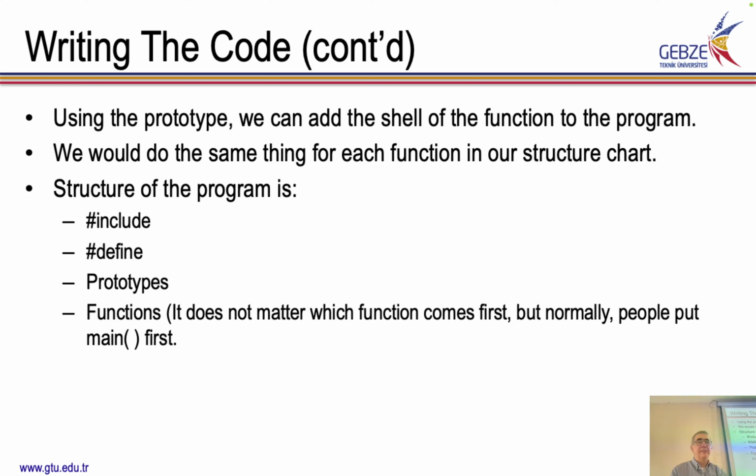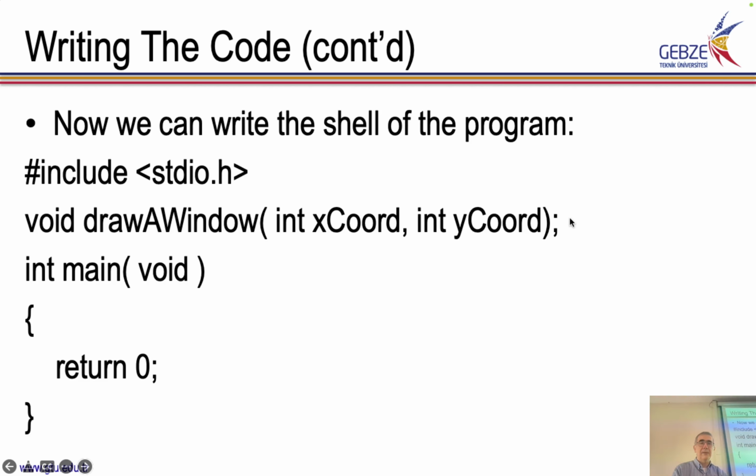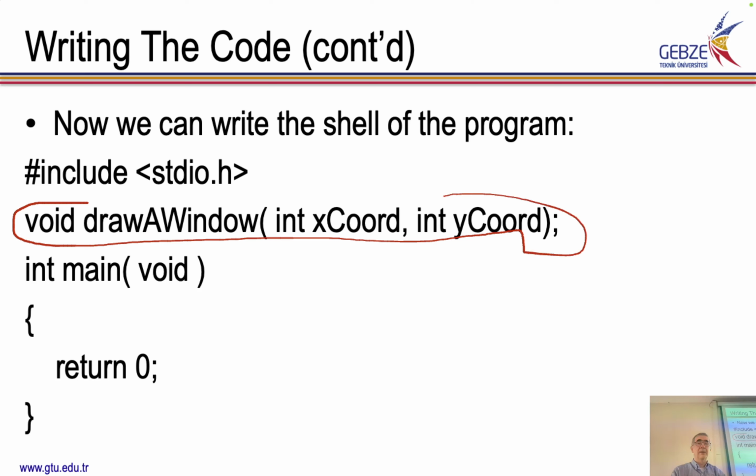This is not the definition. This is declaration because you have semicolon. Having those declarations allow you to think, okay, I will have this function, I will have this function. Now someone has to write inside.